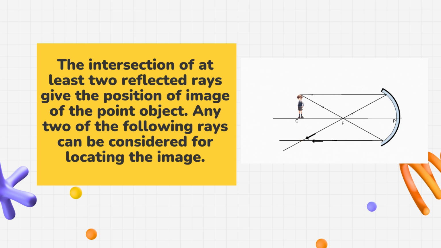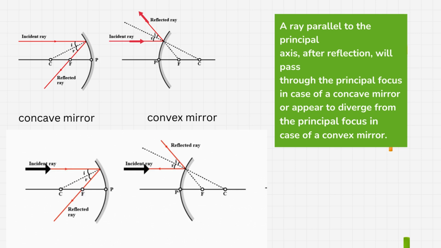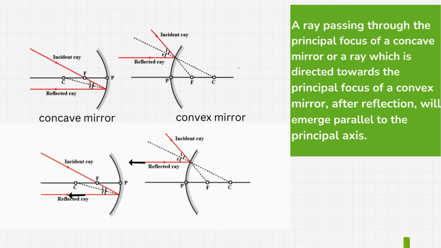Any two of the following rays can be considered for locating the image. In this section, we consider some incident rays coming to the spherical mirrors, and after reflection, each takes a particular path. A ray parallel to the principal axis, after reflection, will pass through the principal focus in case of the concave mirror, or appear to diverge from the principal focus in case of the convex mirror. A ray passing through the principal focus of a concave mirror, or directed towards the principal focus of a convex mirror, after reflection will emerge parallel to the principal axis.